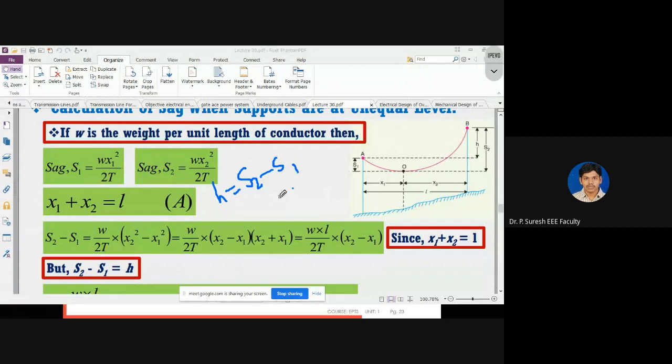Okay. So they will give some specifications. We need to calculate S1 and S2. Otherwise, they may ask for the distance from the lowest point of the conductor to the lowest tower. So we have to remember these two formulas, the X1 and X2 formulas. That is enough.